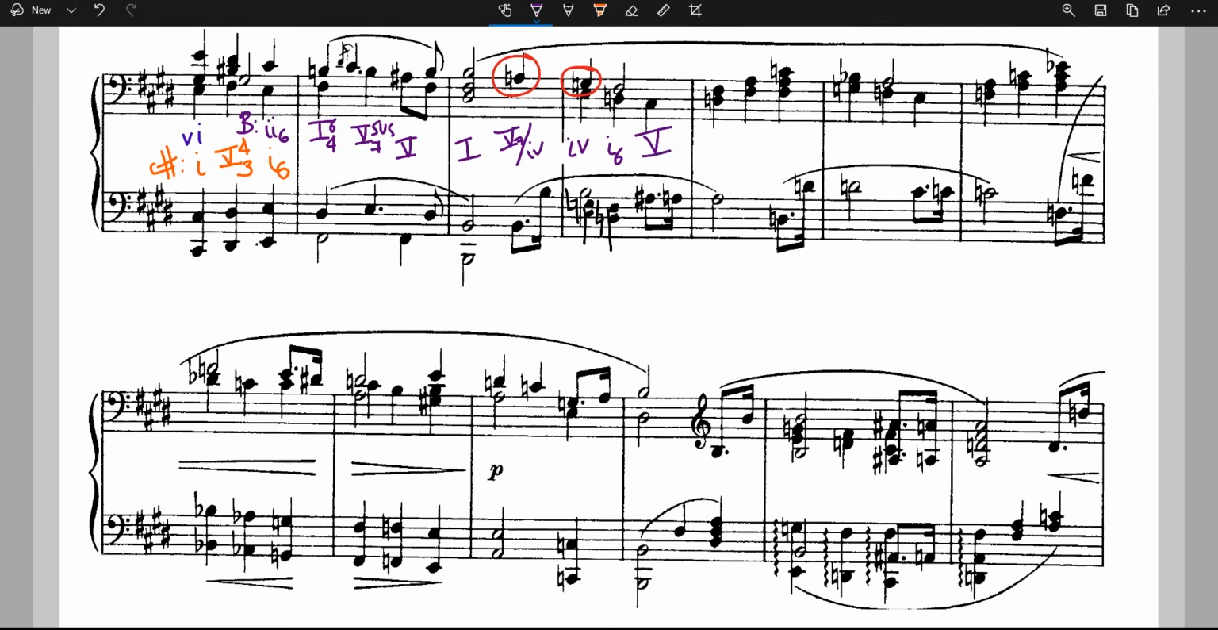And now we would be expecting to resolve back to B. Oh, but we get this chord of D major. So that's interesting, that A sharp, which was the leading tone, moved not to tonic but moved down.